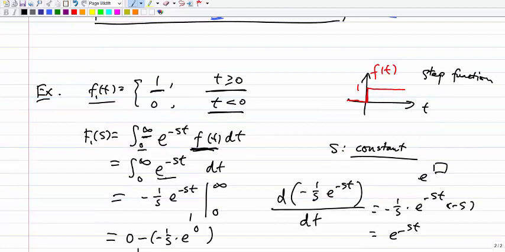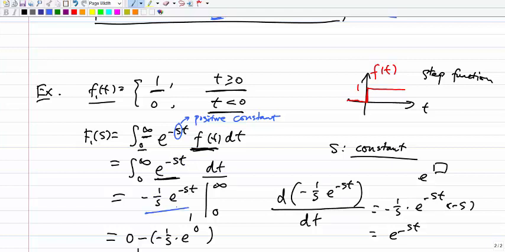So we have the integral of e to the minus st dt. One thing to remember: you can consider s as a positive constant. It doesn't change over time. It's some constant you don't know. When you integrate e to the minus st over t, considering s as a positive constant, the result is minus 1 over s times e to the minus st.